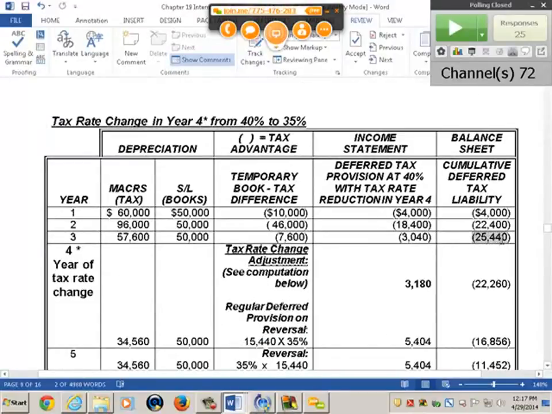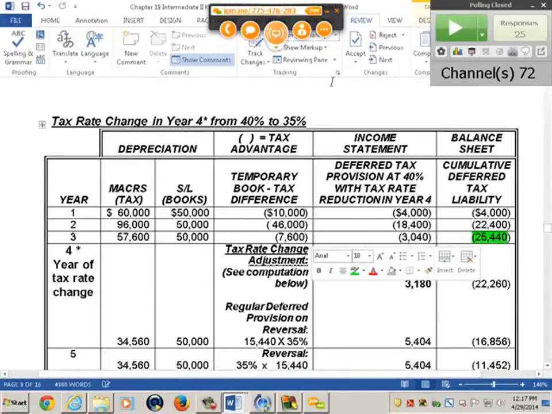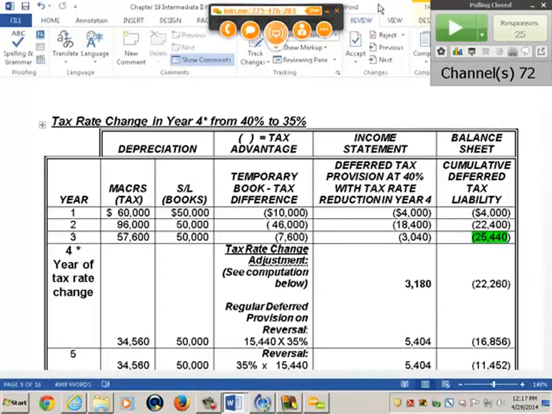If we look at the liability on our books at the end, I'm going to highlight that in green, at the end of the 3rd year, that liability is $25,440. That is on my books right now. If you go back to the T accounts, the same number we've been looking at over and over and over again, $25,440 is the liability. According to prior GAAP, we didn't care.